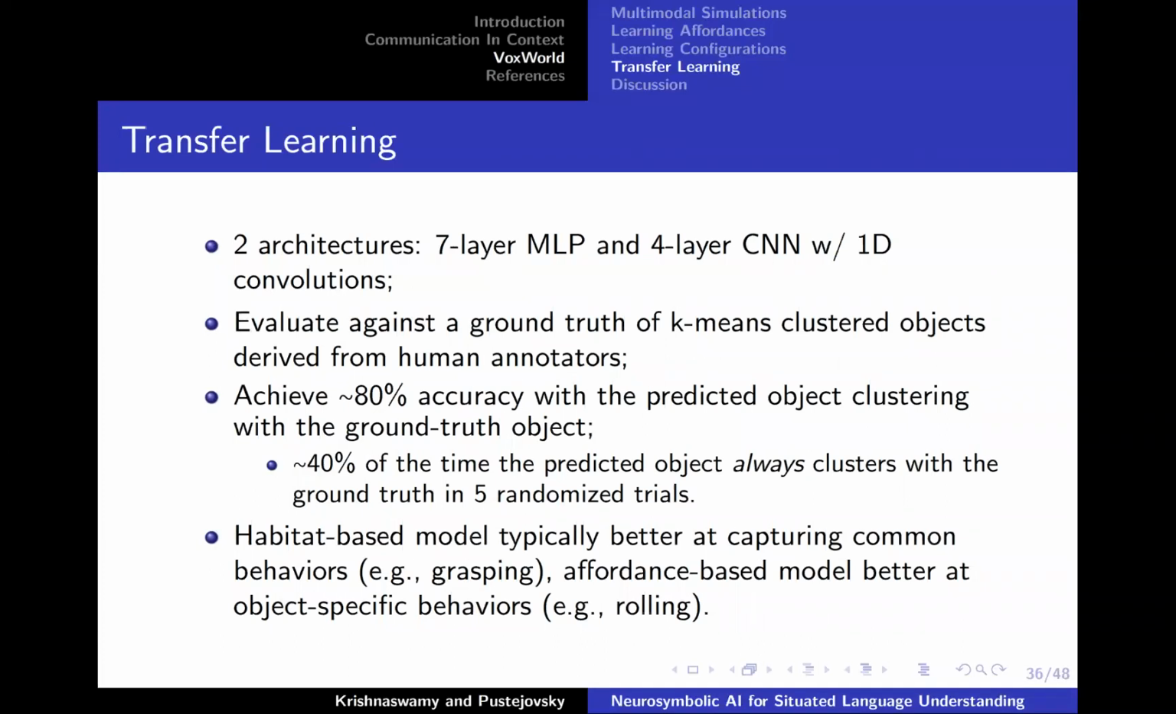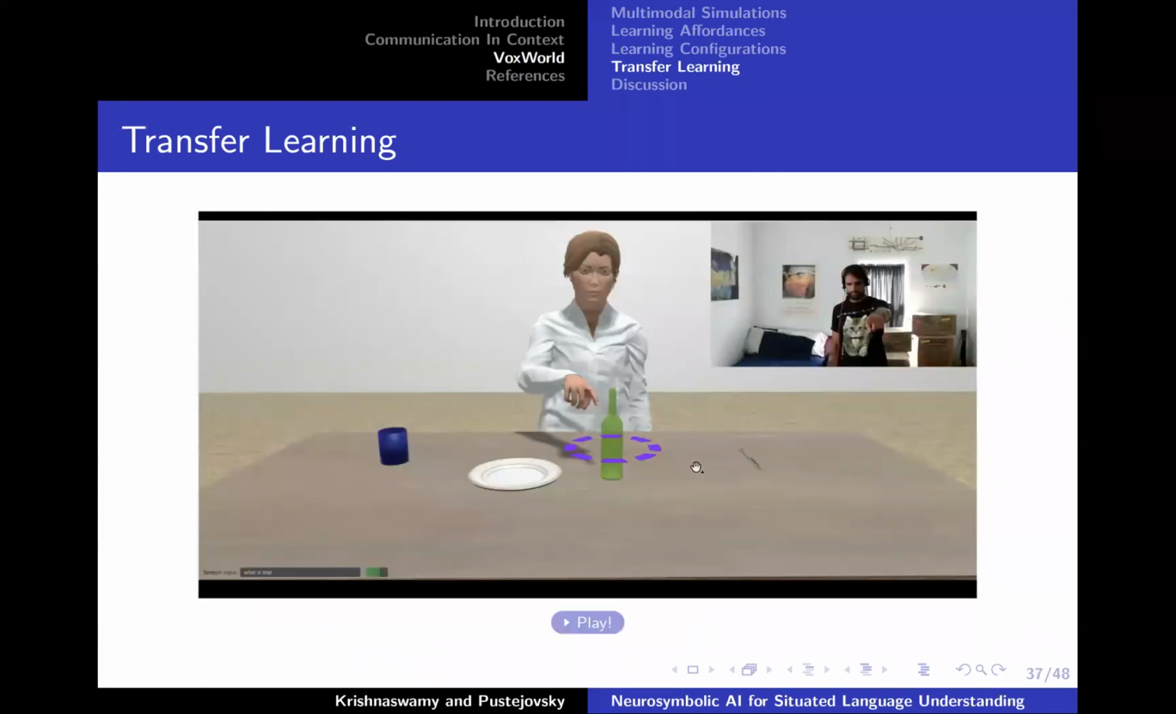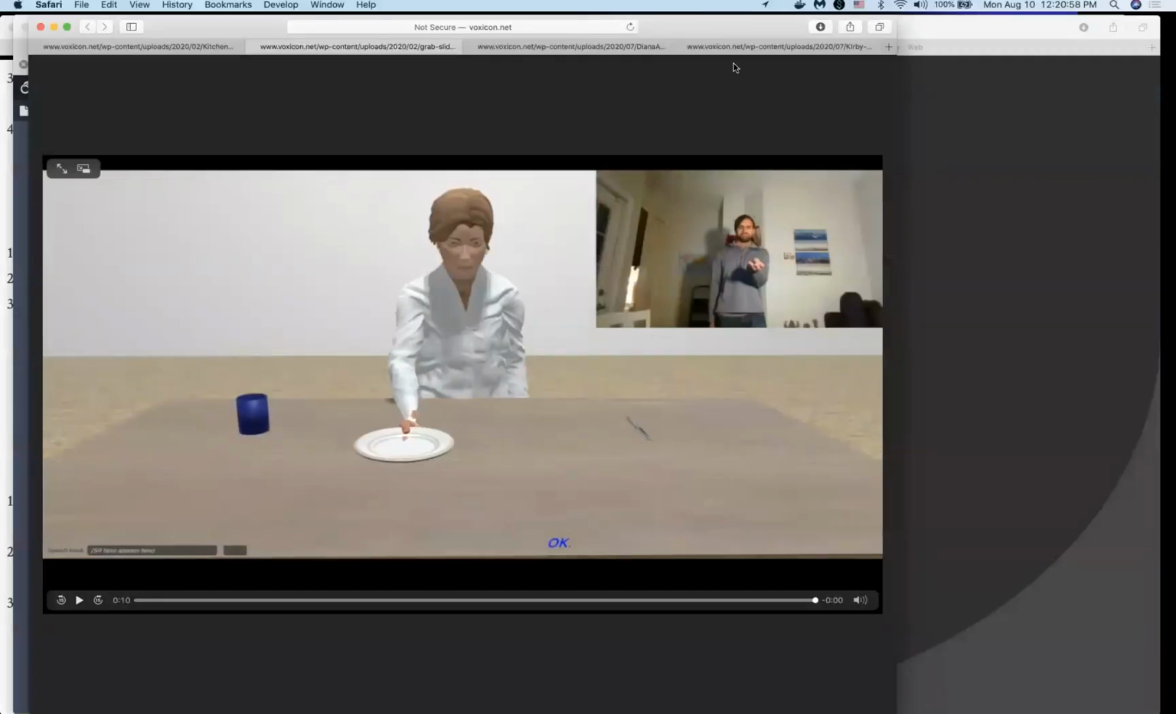In general, we observe that the habitat-based model is typically better at capturing common behaviors to all objects like grasping, whereas the affordance-based model seems to be better at capturing some object-specific behaviors like rolling that don't occur across the entire data set. And I'll just show a video of how this actually works in action.